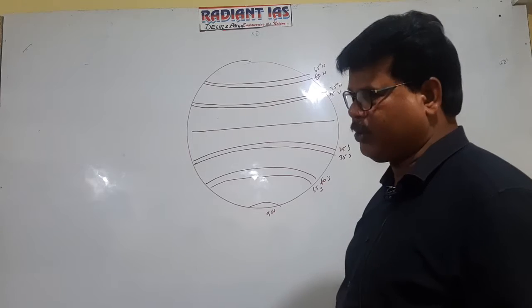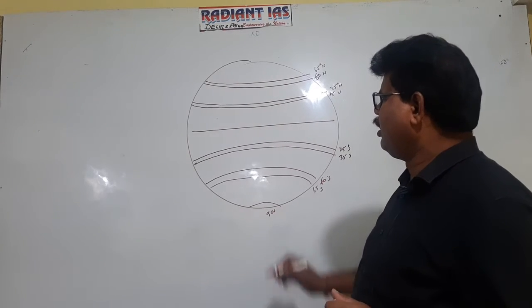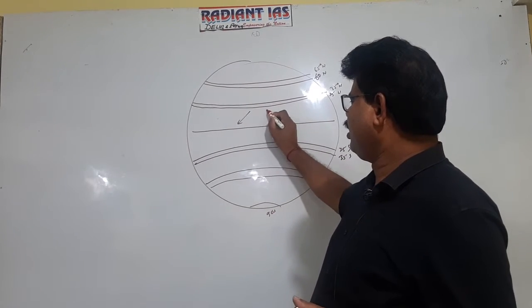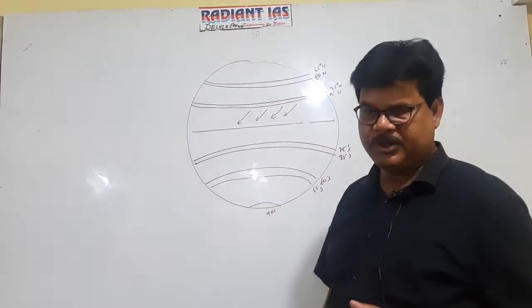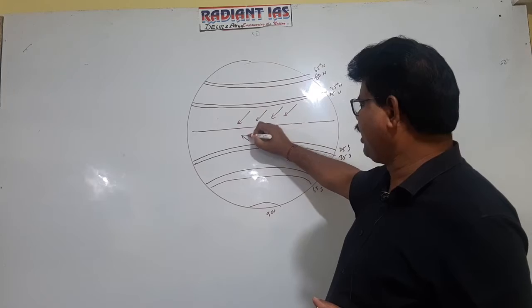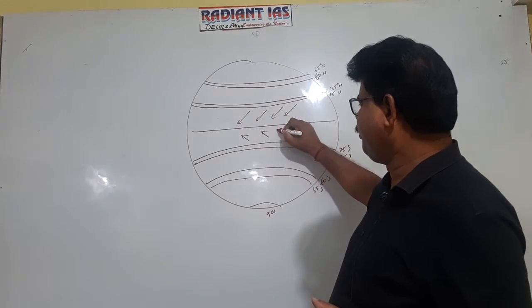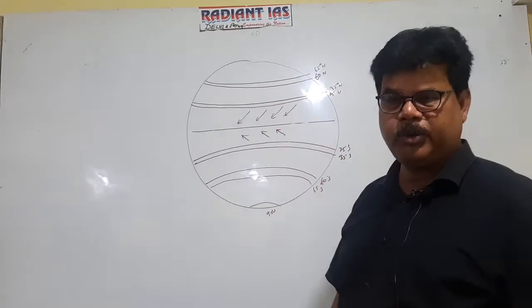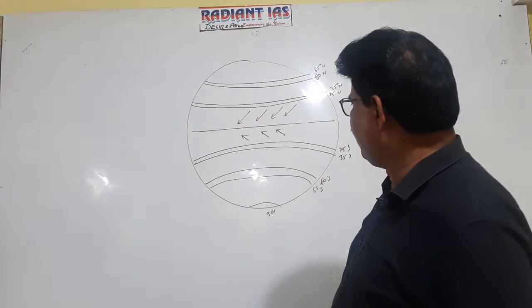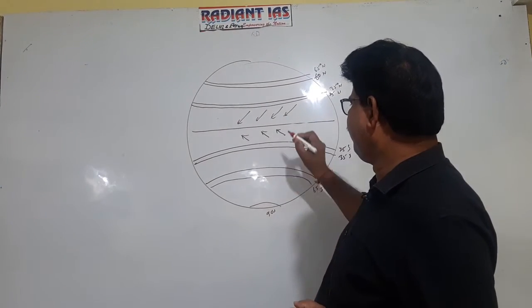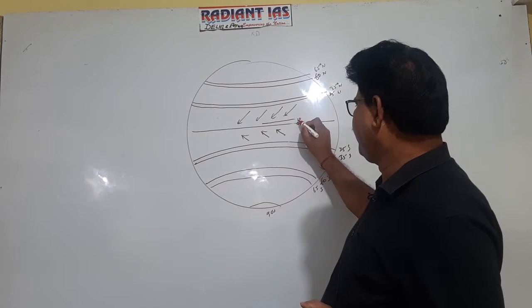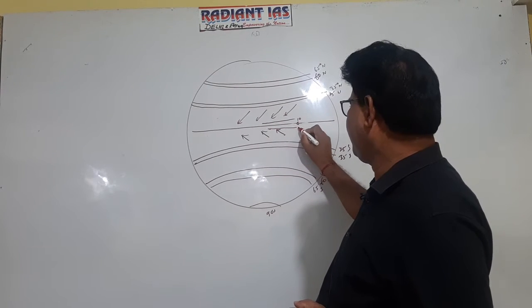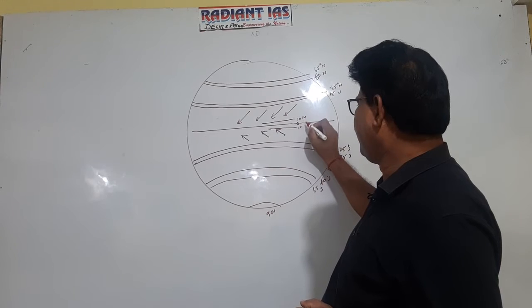Now, the planetary wind. This is the northeast trade wind of the northern hemisphere. This is the southeast trade wind of the southern hemisphere. Getting well now? These are the trade winds, and both trade winds converge between 0 to 10 degrees north and 10 degrees south. It is clear now. 10 degrees north and 10 degrees south.